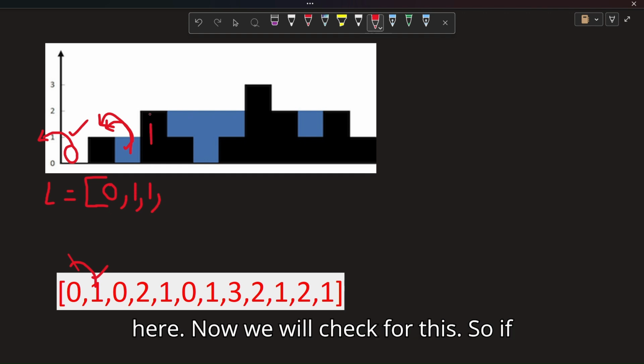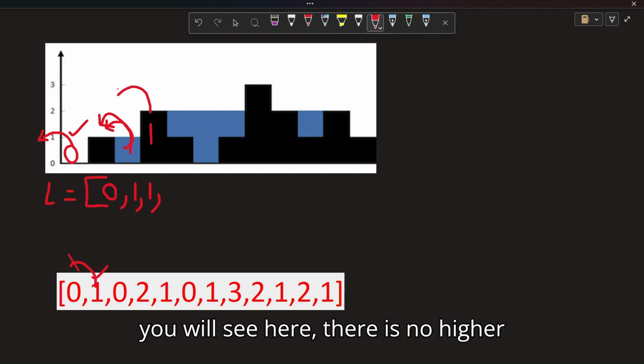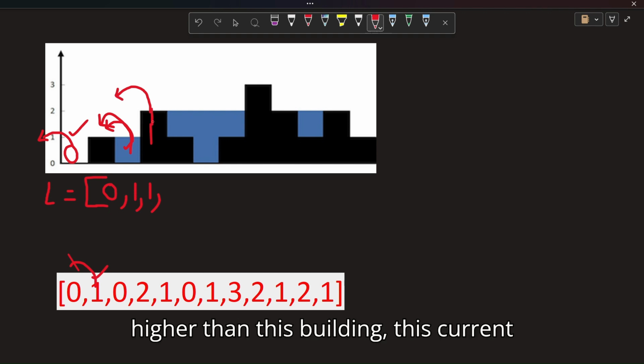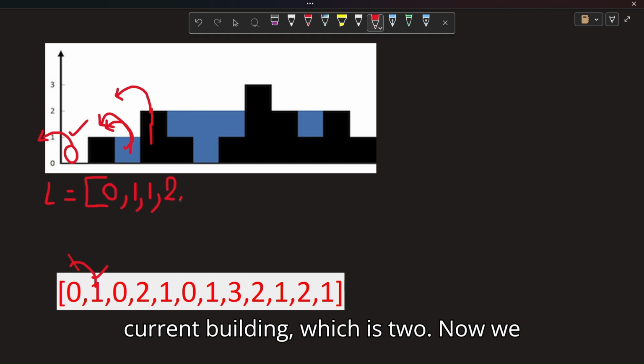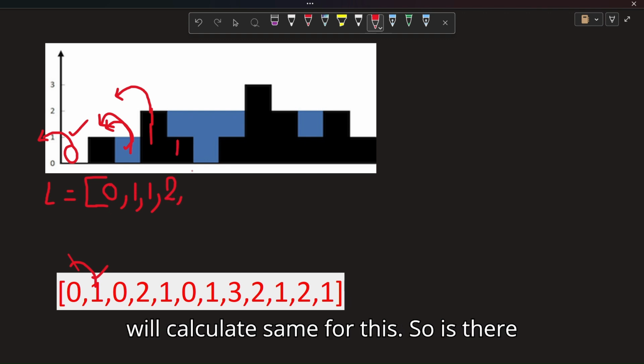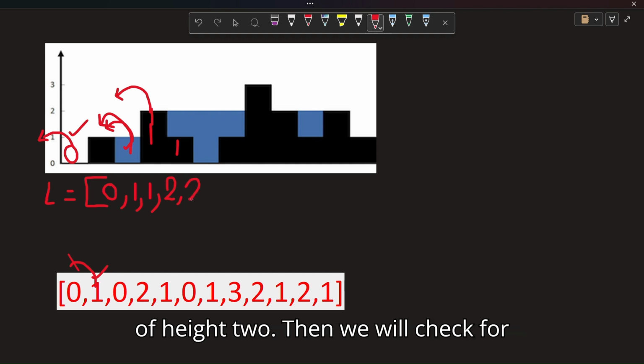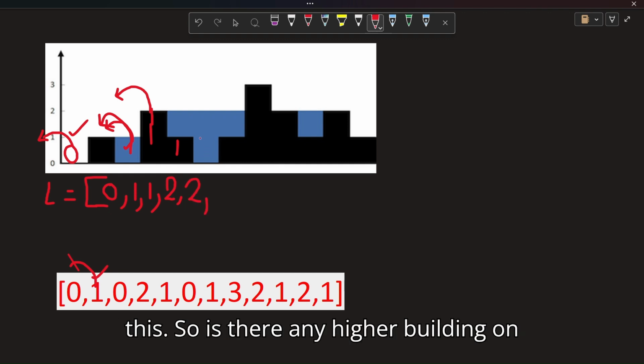Now we will check for this one. There is no building on the left side which is higher than the current building, so we will store the height of the current building, which is 2. Now we will calculate the same for this. Is there any higher building on the left side? Yes, of height 2. Then we will check for this. Is there any higher building on the left side?